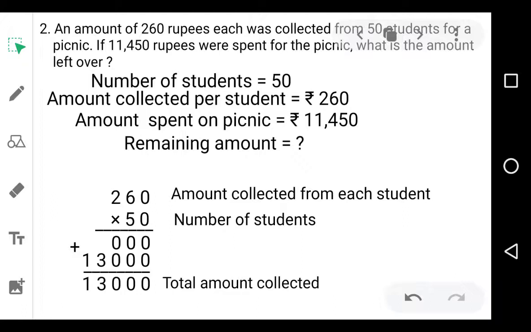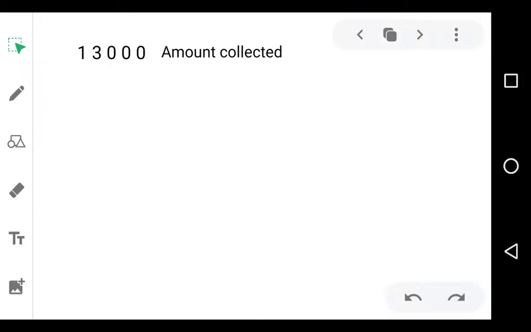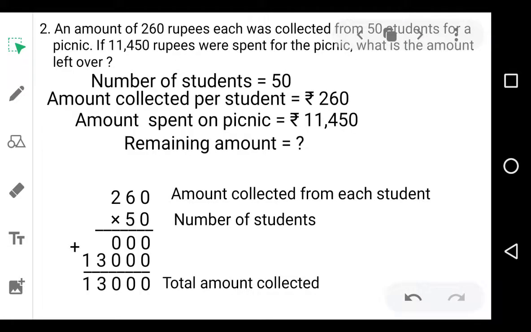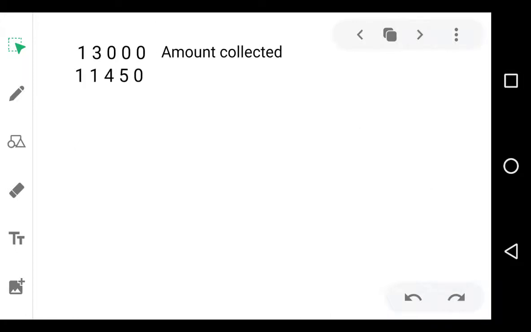Now what we have to find? Amount left. What is the amount left over? So for that, what we have to do? We have to subtract amount spent on the picnic from total amount. That means we have to subtract 11,450 from 13,000. So let's subtract it.